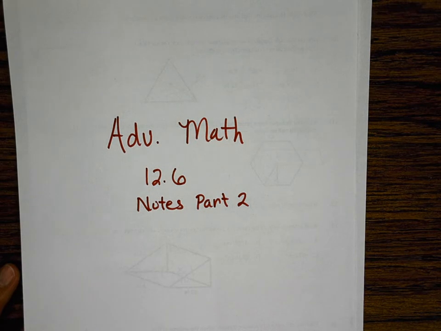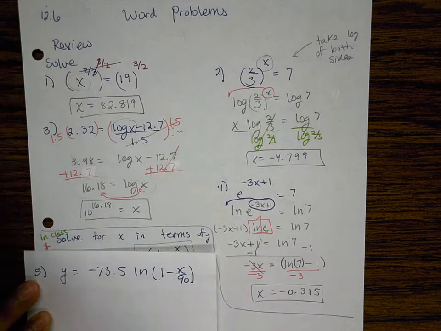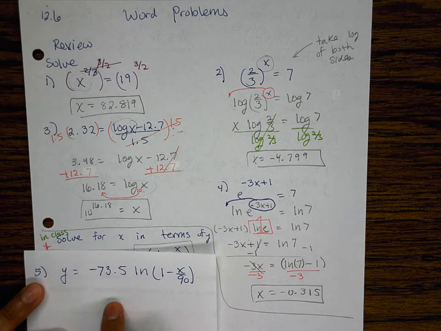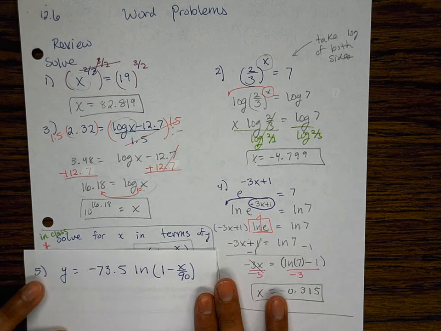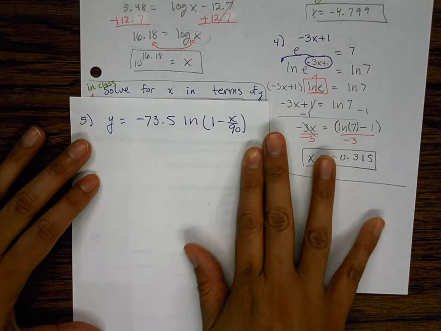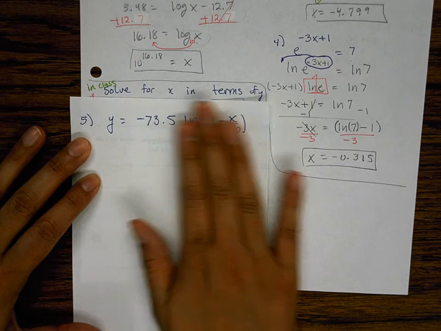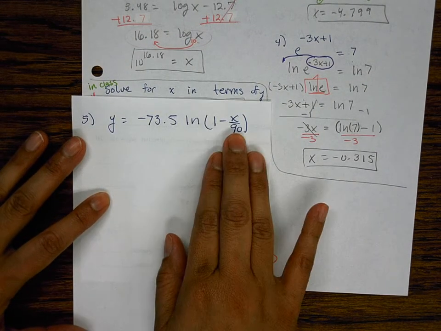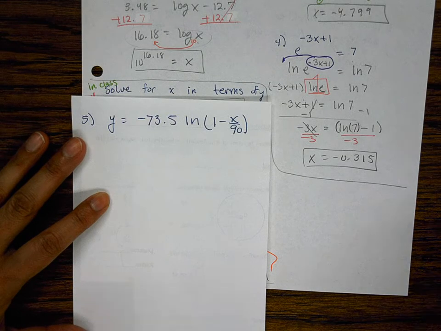This is Advanced Math 12.6 Notes Part 2, Advanced Math, Unit 12, Lesson 6, Notes Part 2. In Part 1, you should have already had this part done. I told you guys I would do this one in class with you, so I'm going to do that now since we are not in class. It asked us to solve for x in terms of y, and I talked about how you're going to get x by itself and your answer will have y in it.